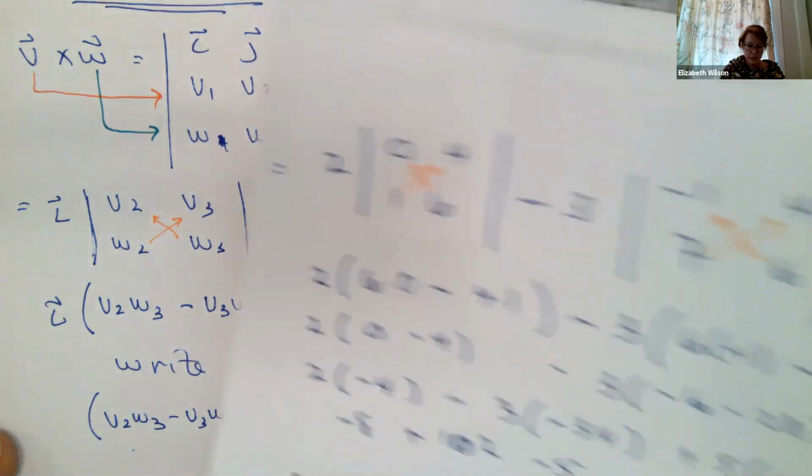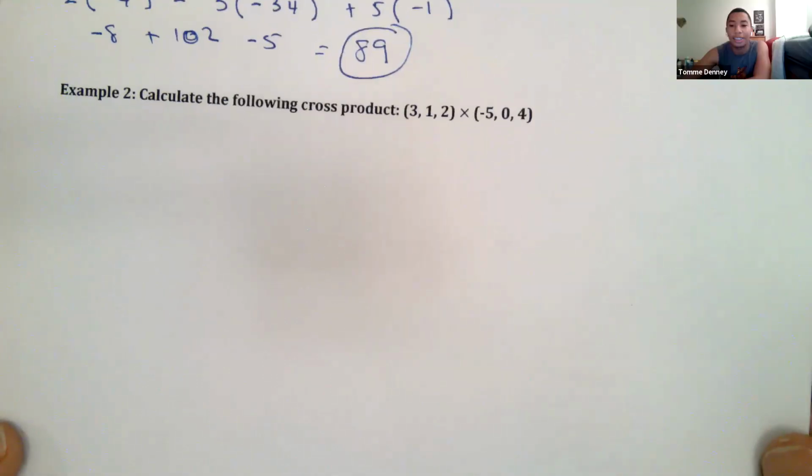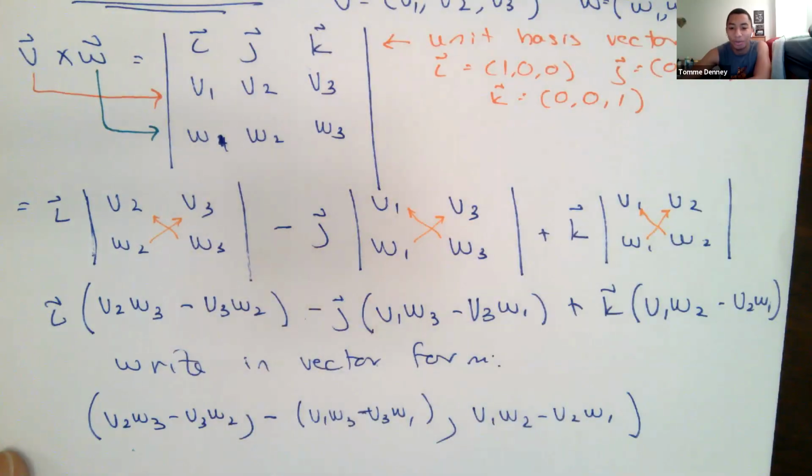Okay, so I'm looking at example 2. So we're actually going to... I'm sorry. Go back. Yeah, go for it.